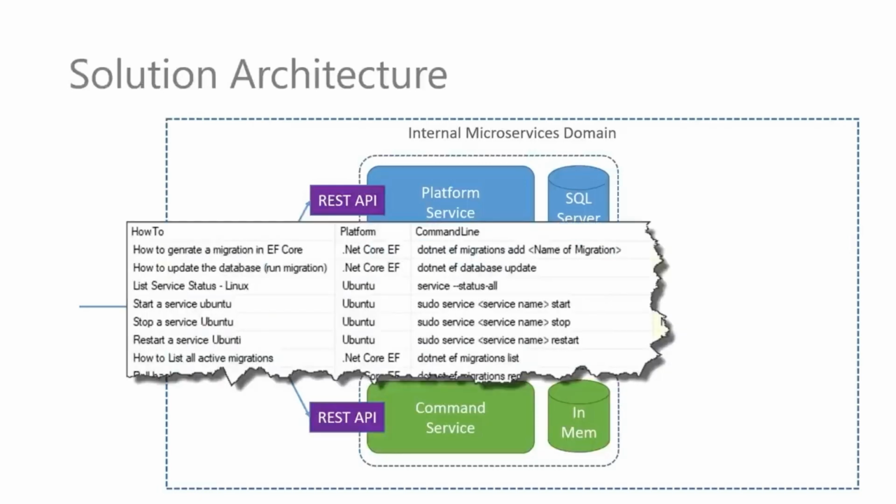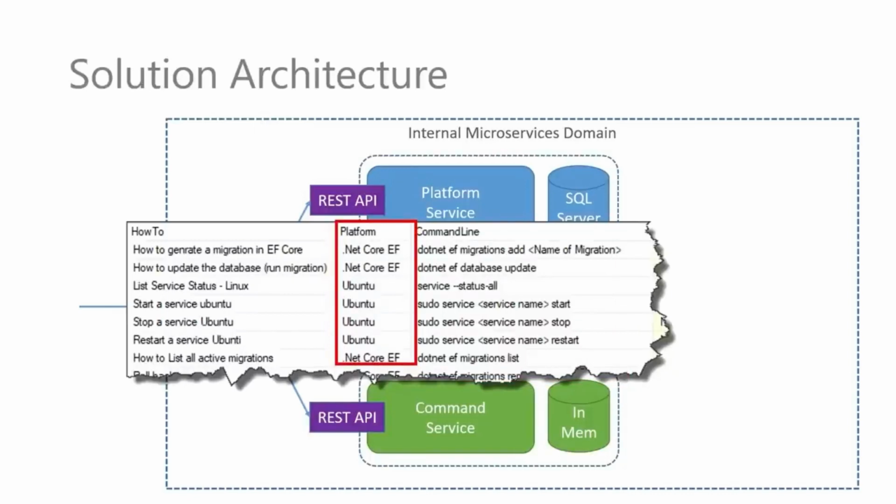And that brings us on very nicely to looking a bit more at our command service. So what you can see here is a snippet of what the database may look like. And you can see that we have a list of command line snippets, how to do a particular thing, such as stop a service or restart services or generate migrations. But most importantly, you'll see that our command service does rely on the fact that it needs platform information.